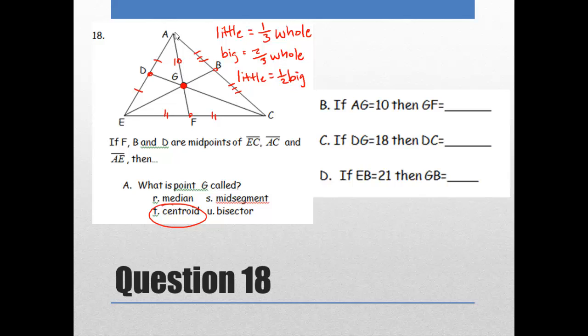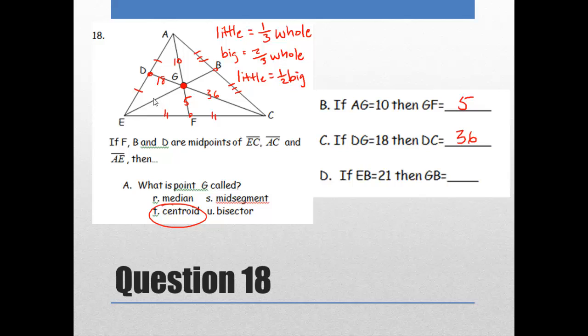So AG is the longer segment. So if we're looking for GF, which is the little guy, we know it's half of 10. The little one equals half of the big. So the big one's 10, half of that is the little guy, 5. Alright, next one, DG is 18. That's the little guy. So if I'm looking for the big guy, I know it's going to be double that. So little guy's 18, big guy's 36.